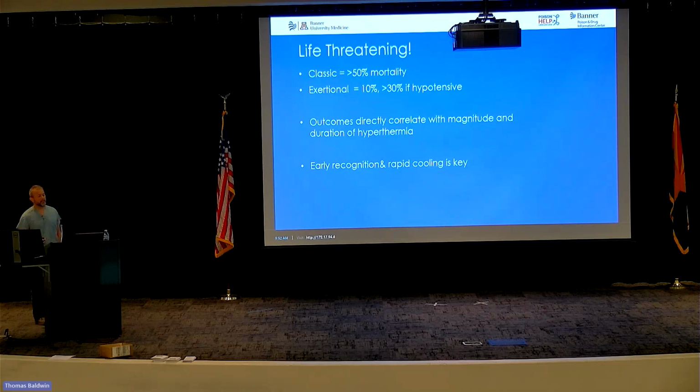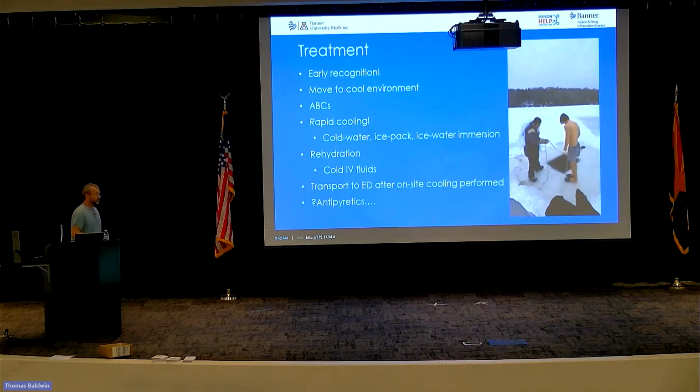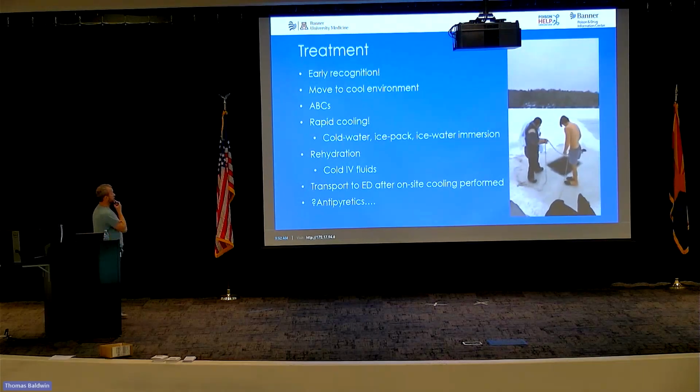With classic heat stroke, we can see mortality rates exceeding 50%. Less with exertional, but depending on the severity of exertional heat stroke, we can see mortality rates in about 1 in 3 patients. Even in your otherwise healthy younger adults, we can still see relatively high mortality rates. And we know that those mortality rates, or the ability to avoid that, directly correlates with the magnitude and duration of hyperthermia, and how quickly we can identify and cool that patient. So really early recognition and rapid cooling is the foundation of how we're going to manage these patients.